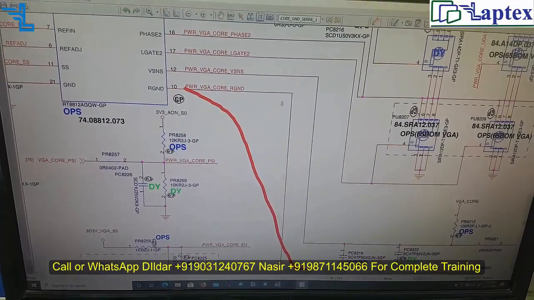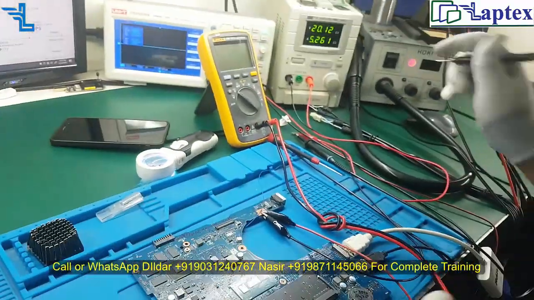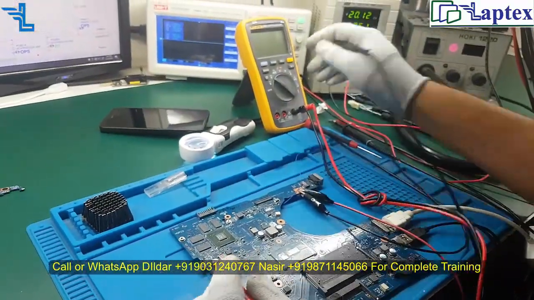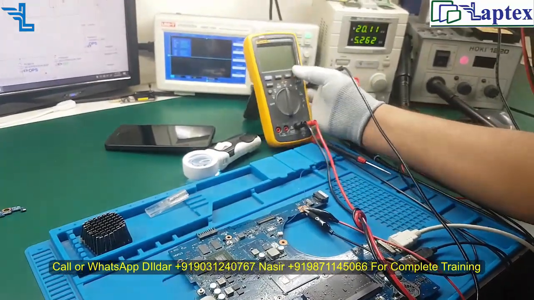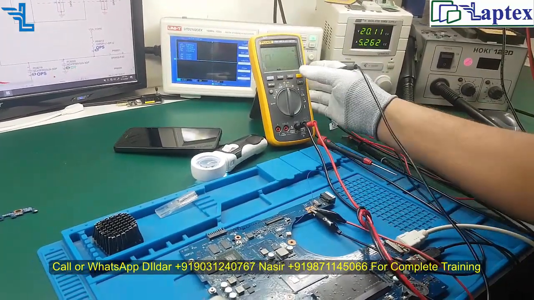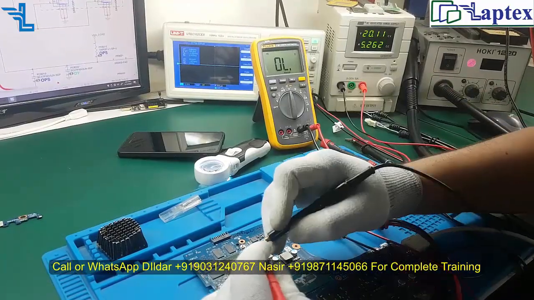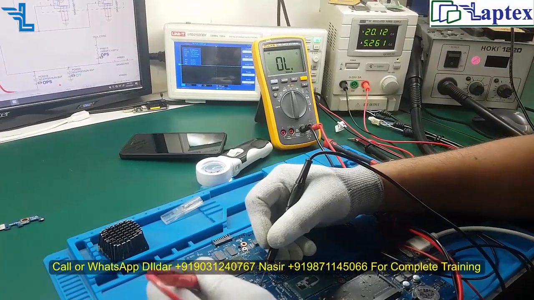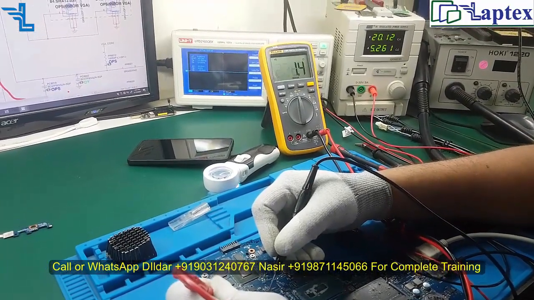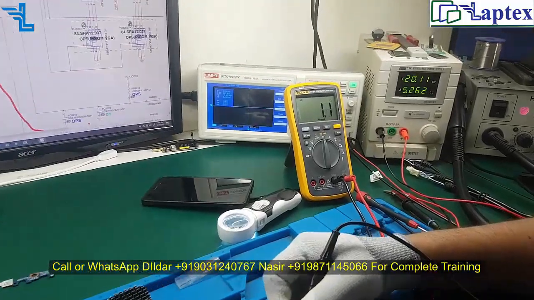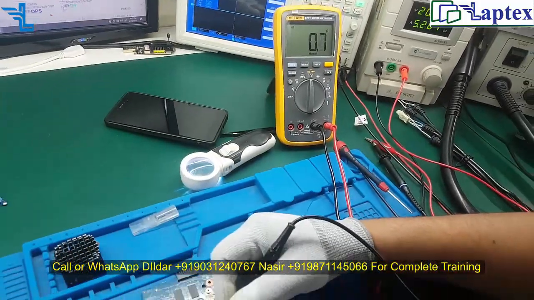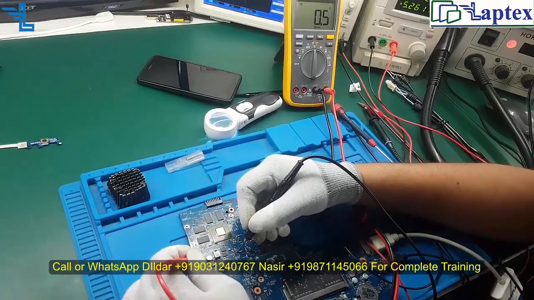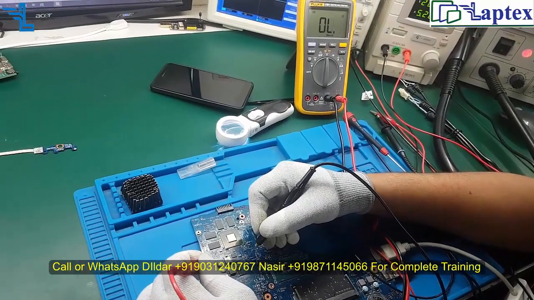This is the point you never have to skip. You just don't have to power up. You have to check. There must be a certain value on this pin. Since it is the GPU ground, there must be ground, and I found that there was no ground at all. So I connected the jumper wire.